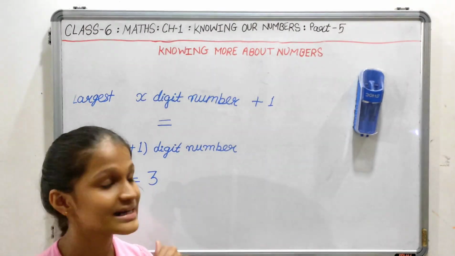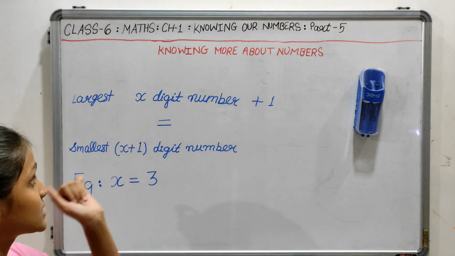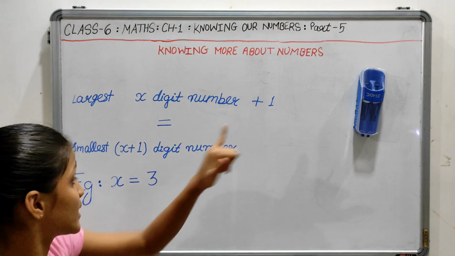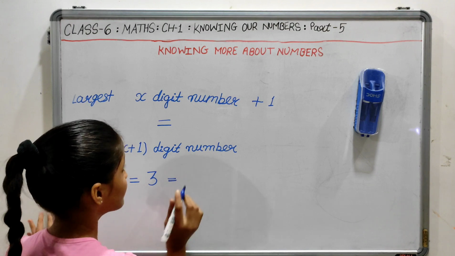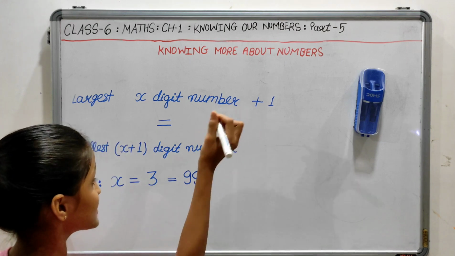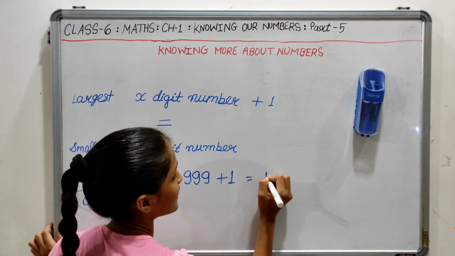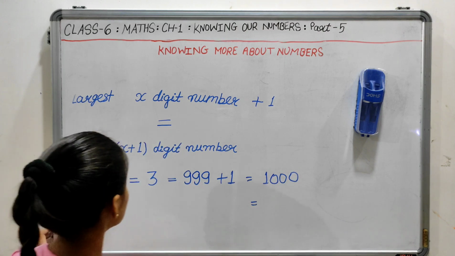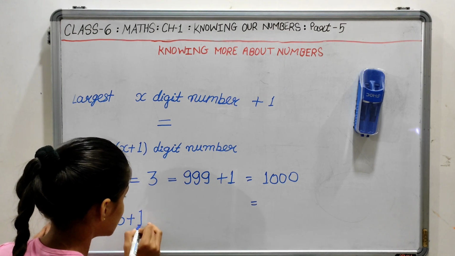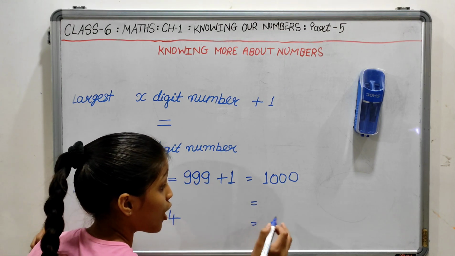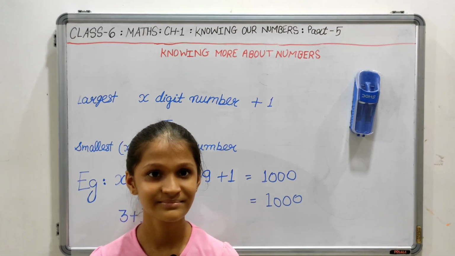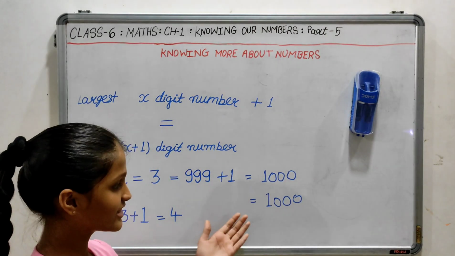Now let us take a last example. What if x equals 3? Largest x-digit number means largest 3-digit number plus 1. The largest 3-digit number is 999, plus 1 equals 1000. 1000 also equals the smallest (x plus 1)-digit number. X is 3, so 3 plus 1 digit means the smallest 4-digit number also equals 1000. So we got our answer correct here too.